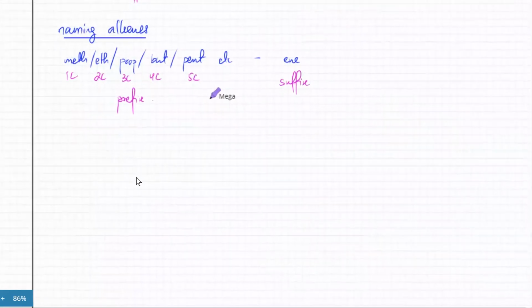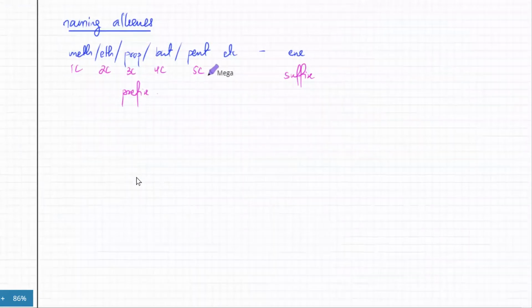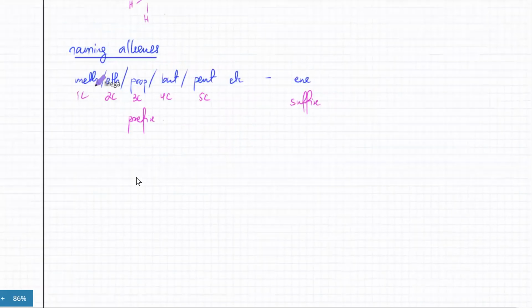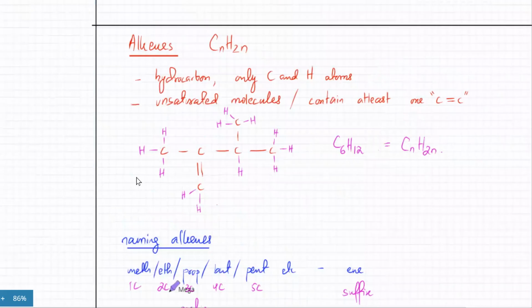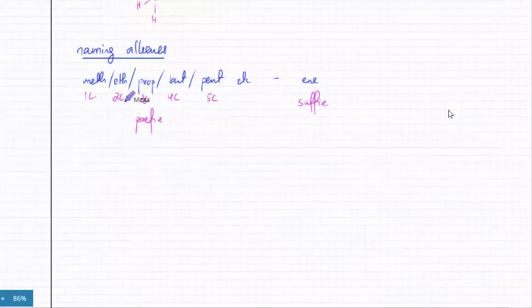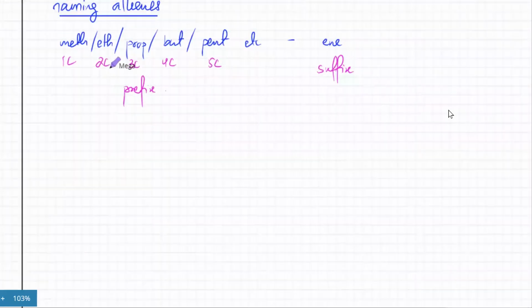So for example, if I start with methane, now I can't have a methane because I need a carbon-carbon double bond for an alkene. That was the condition, that there should be at least 1 carbon-carbon double bond. Which means that the minimum number of carbon atoms needed is 2. So we're going to start with ethene.